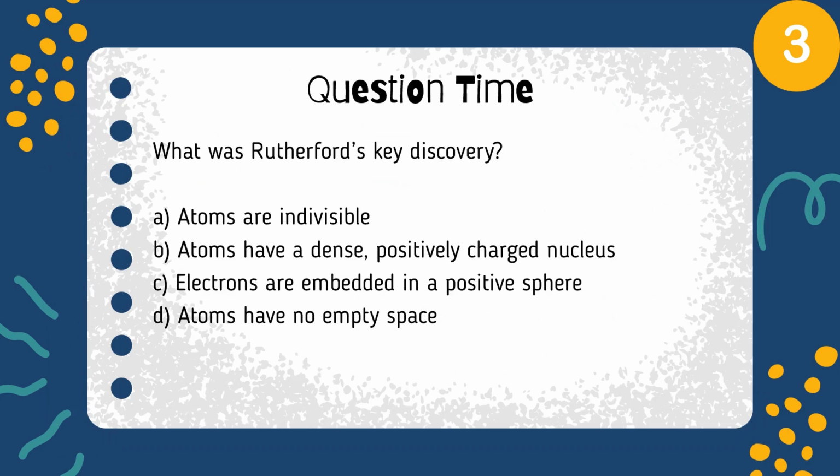Question time for you. What was Rutherford's key discovery? Atoms are indivisible. Atoms have a dense positively charged nucleus. Electrons are embedded in a positive sphere, or atoms have no empty space. Pause, think, and answer. If you answered B, atoms have a dense positively charged nucleus, then you are absolutely correct.